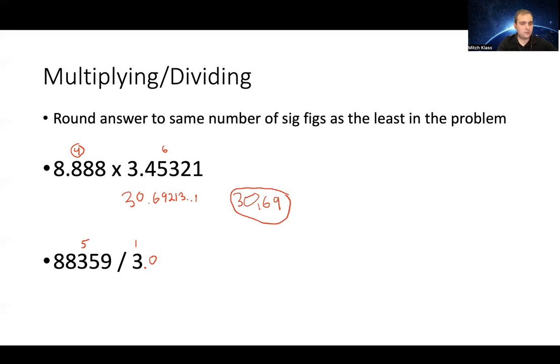So 88359 divided by 3. Let's take a look with the calculator. I'm going to get 29,453. Okay, well now we have to round to the least number of significant figures. In this case, it's just 1. So how are we going to round 29,453 to just 1 significant figure? Well, this is why it's important to know scientific notation. So we're just going to have to do 2 times 10 to the 1, 2, 3, 4.